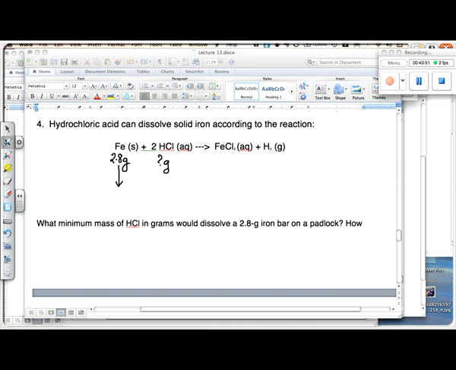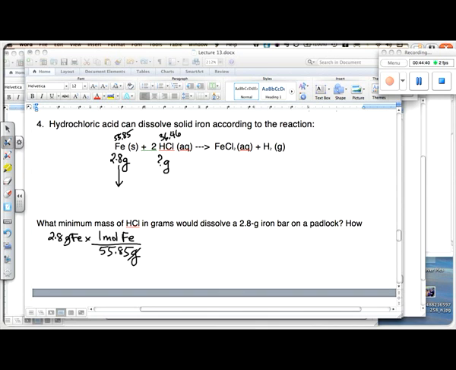I will do that up here, and then we'll show you how to do it with dimensional analysis. Now I am going to need the molar mass of both of these substances, so I'm going to go ahead and write those above each, so that makes it nice and easy. In my first step, I'm going to be converting to moles of iron because that's what I'm given. You always start with the number you're given. So 2.8 grams of iron times 1 mole of iron has 55.85 grams.